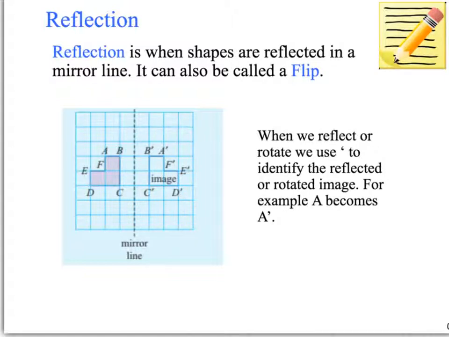So when we reflect or rotate, either one, we use the little apostrophe there to identify the reflected or rotated image. So A will become A with a little comma-like thing above it. Okay, so you can see this is the original shape here, and this is the image that's been reflected, and you notice that the A has got a little comma-like symbol above it to denote that it's the image, so not the original.